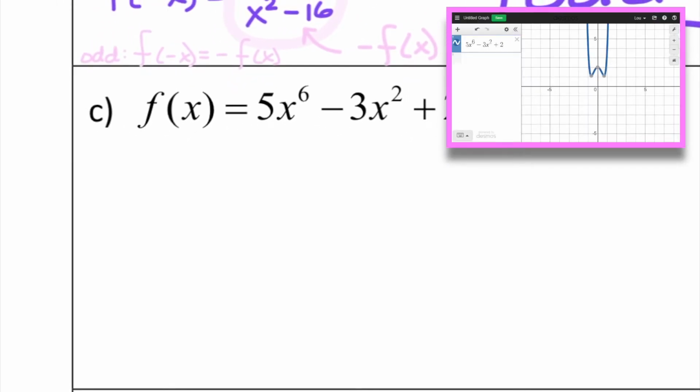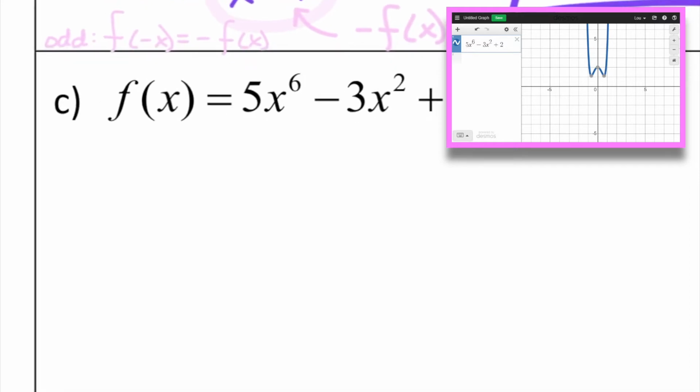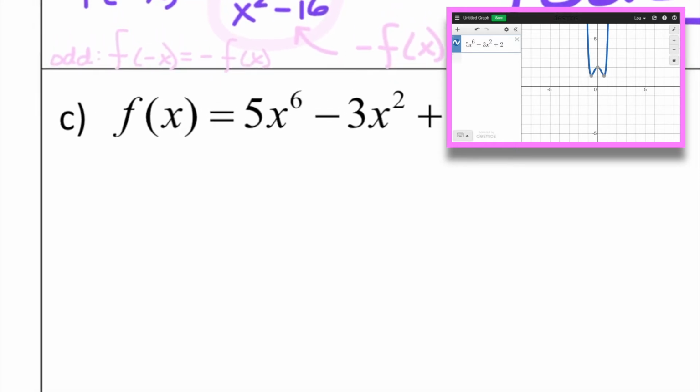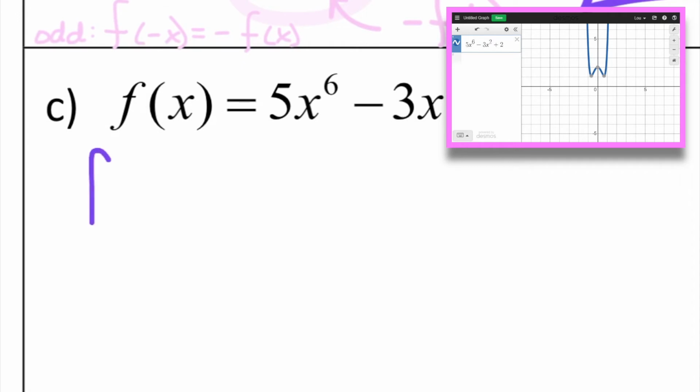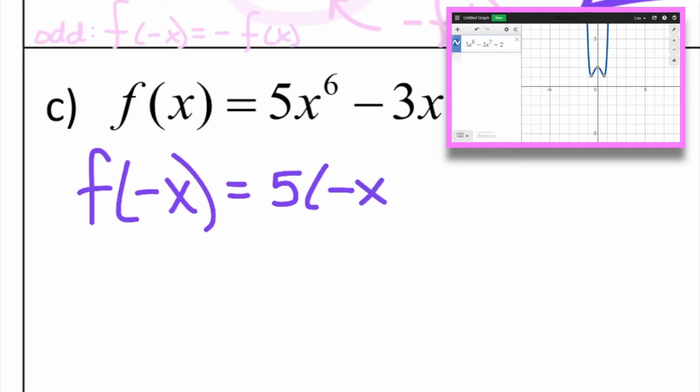Letter C, when I graph this, it looks to me to be even, both ends go up. There's a little dip in the middle, but it looks like it's got reflectional symmetry over the y-axis. I'm sorry, over the y-axis, not the origin, even that down, up, down section in the middle of the graph. So I'm going to substitute my negative x here.